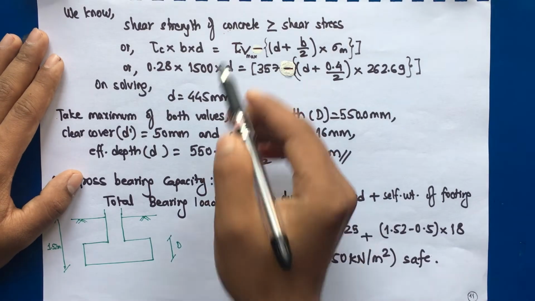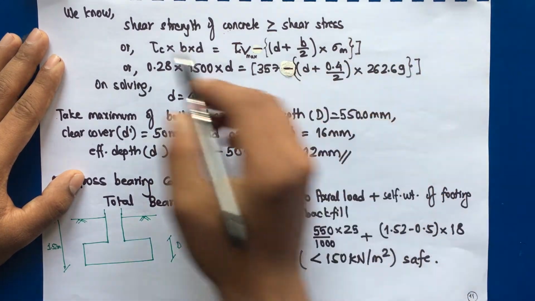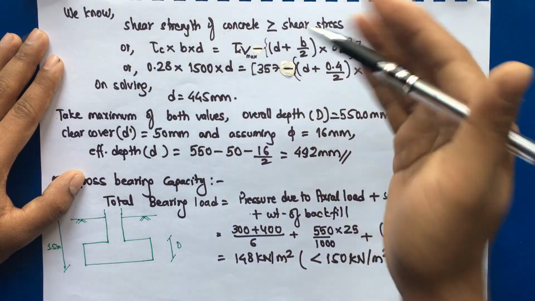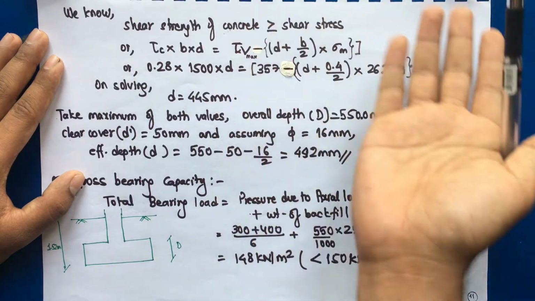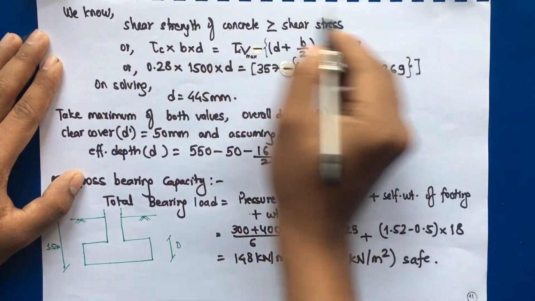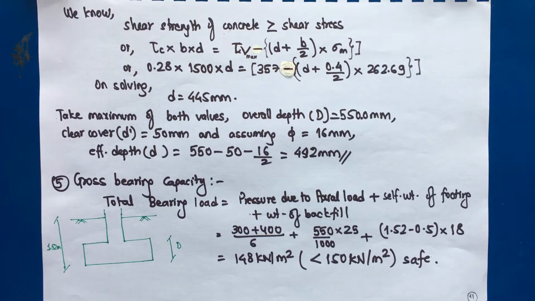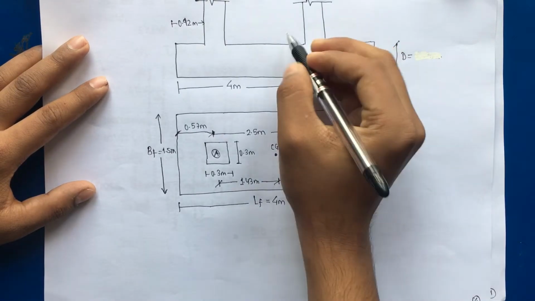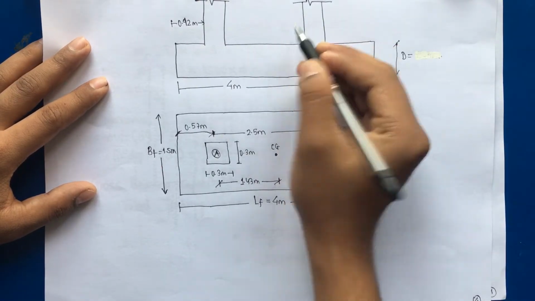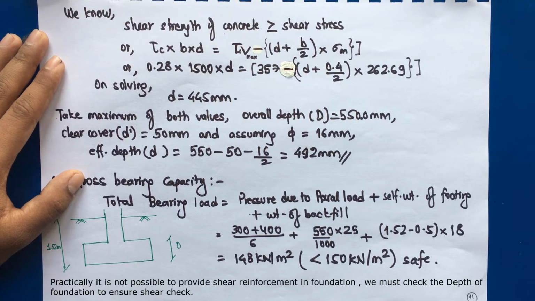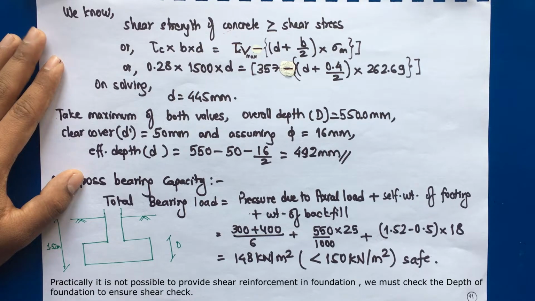Now we'll use a relation to calculate the depth of the footing. We know the shear strength of concrete should be greater than or equal to the shear stress, or we can say the shear force acting on the footing. This is from the one-way shear consideration, and for one-way shear the critical section lies at a distance d from the face of the column. In general, the footing is not provided with shear reinforcement, as it is an expensive way of construction, as the footing should depend on the depth rather than on shear reinforcement.